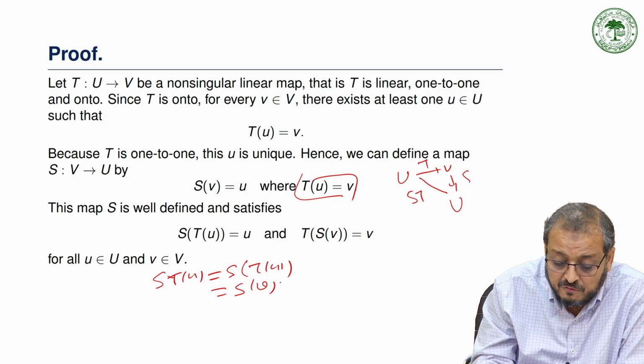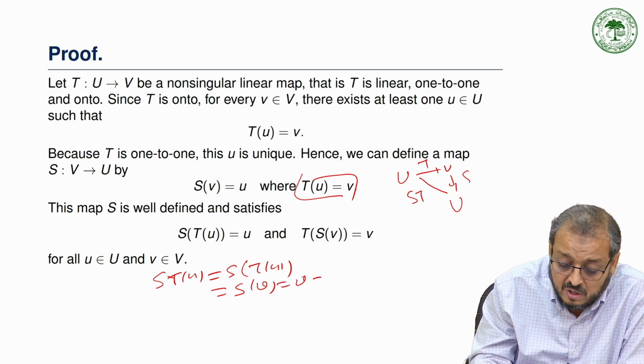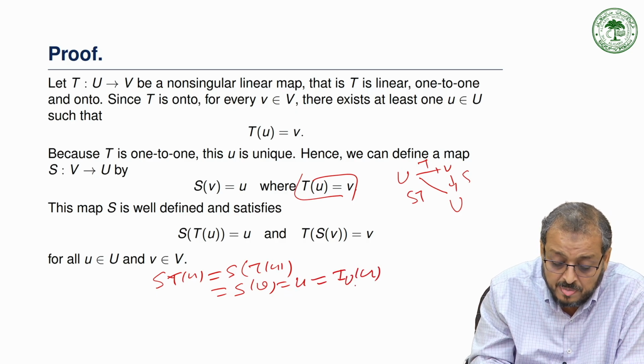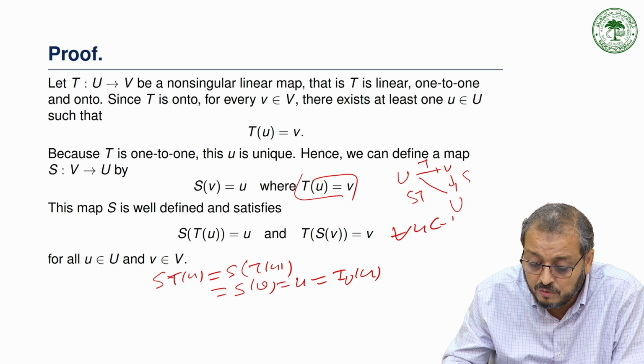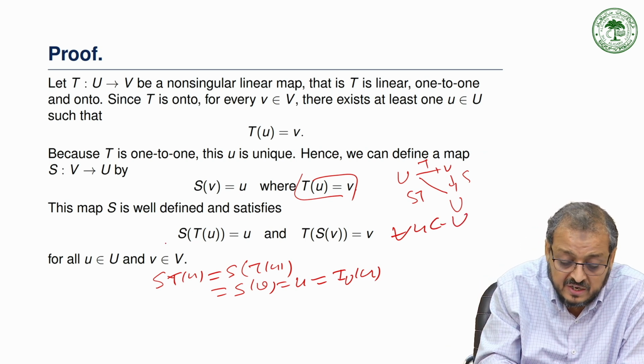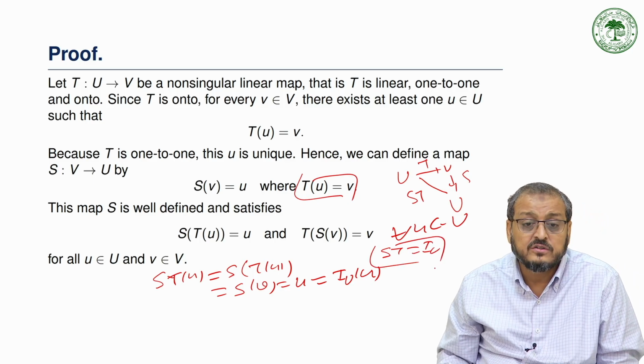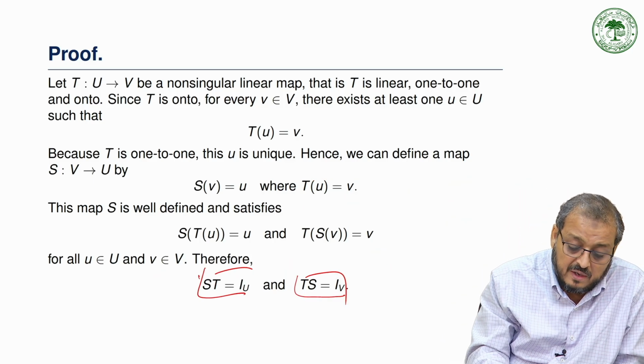Now S of V we have defined as U, so this can be written as the identity on U of U. Now this is true for all U belongs to U, so we can simply say that ST is equal to the identity on U. Okay, so this means we have proved both the conditions.